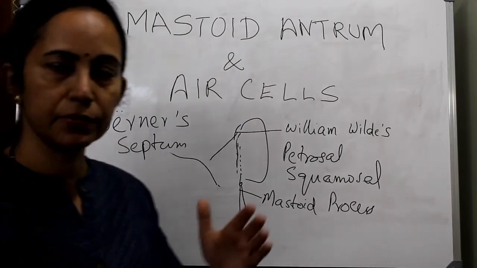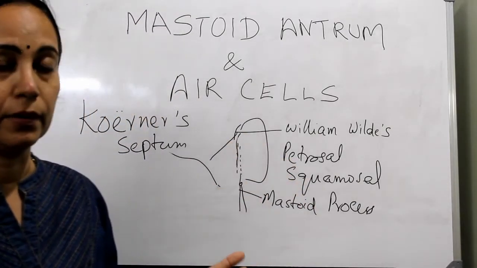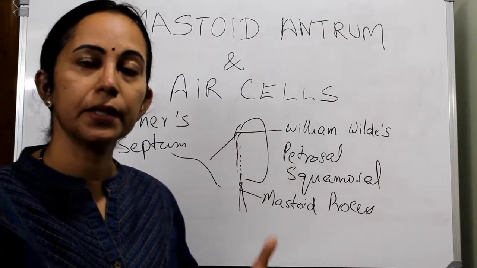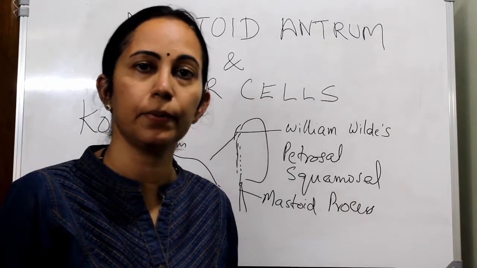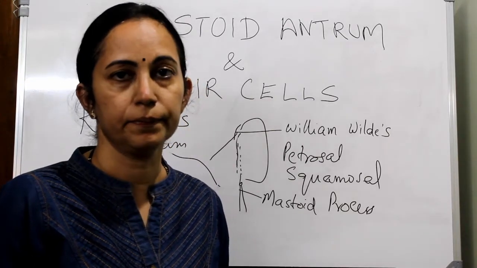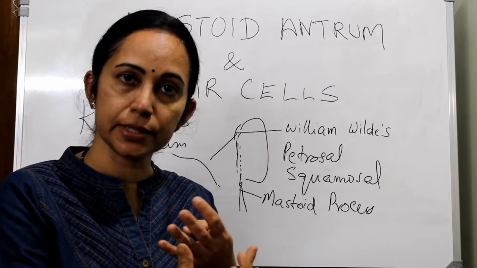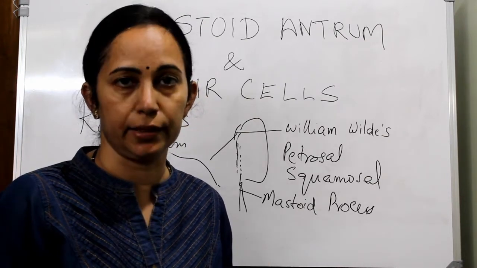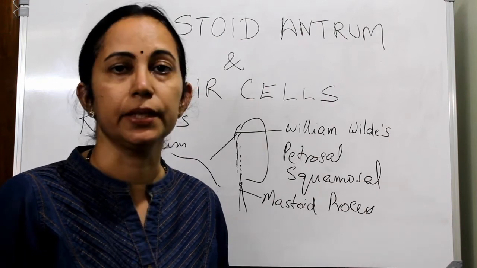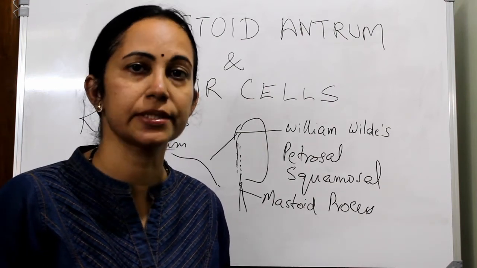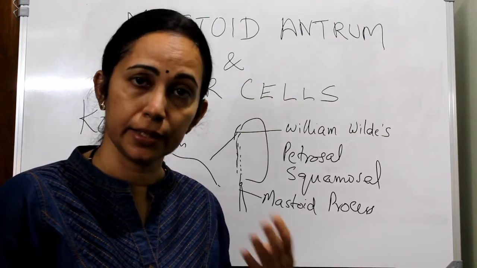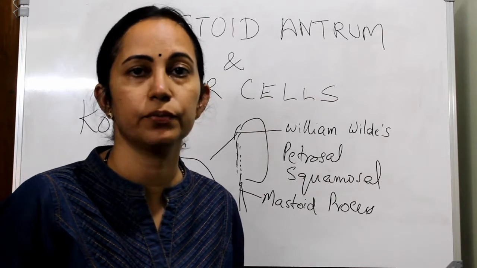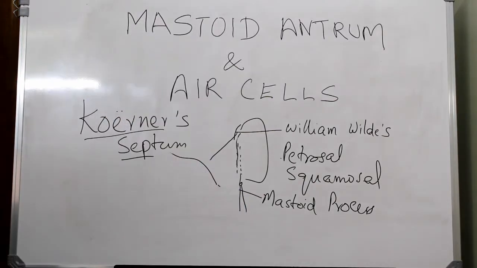So this Koerner's septum will be present deeper to the mastoid antrum, and it can be misdiagnosed as the medial boundary of the mastoid antrum. And the actual disease may lie deeper to the Koerner's septum. So if we stop drilling there, the surgery will be incomplete, as the deeper air cells or diseased cells will lie deep to that. So identification of Koerner's septum during surgery is very important for complete removal of the disease.